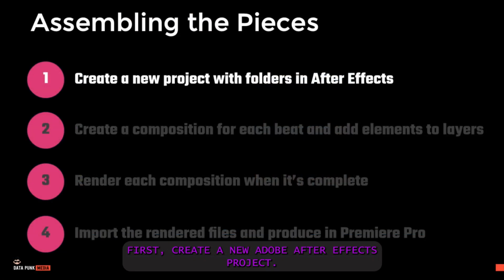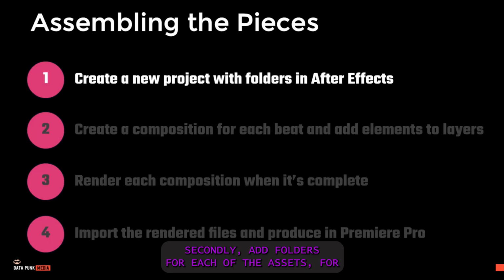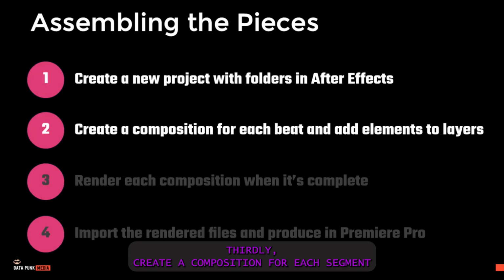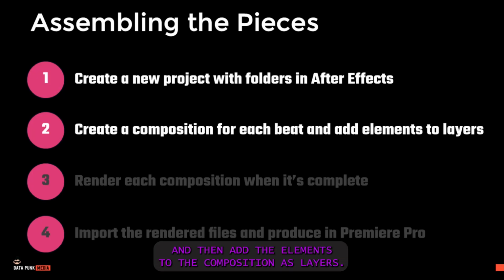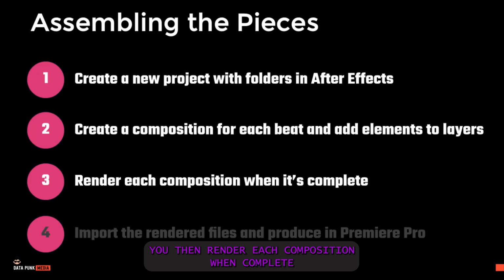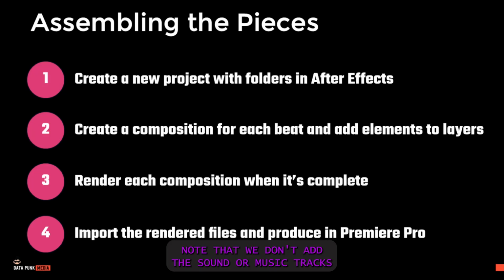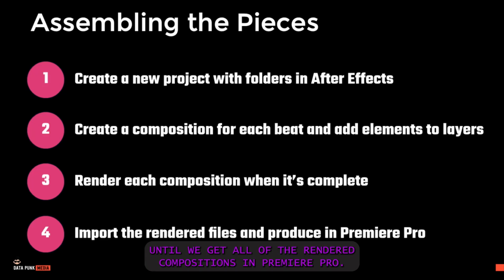First, create a new Adobe After Effects project. Secondly, add folders for each of the assets, for example, images, videos, etc. Thirdly, create a composition for each segment, and then add the elements to the composition as layers. You then render each composition when complete, and import the rendered files into Adobe Premiere Pro. Produce the final video using the rendered compositions. Note that we don't add the sound or music tracks until we get all of the rendered compositions in Premiere Pro.